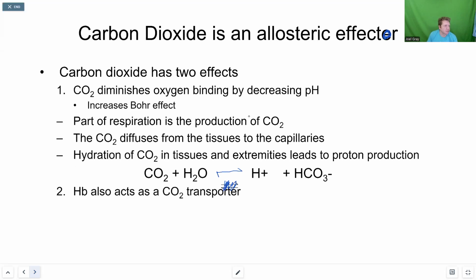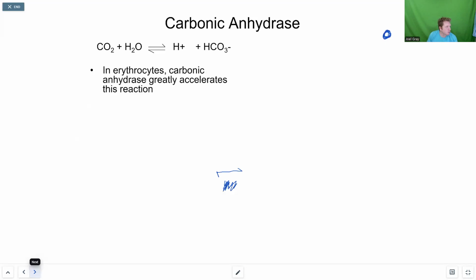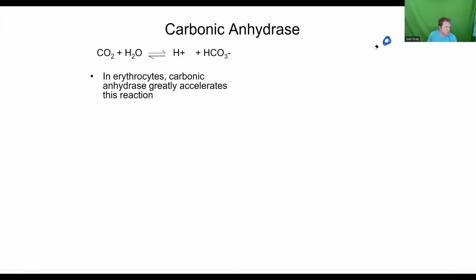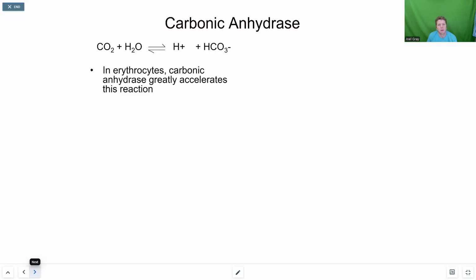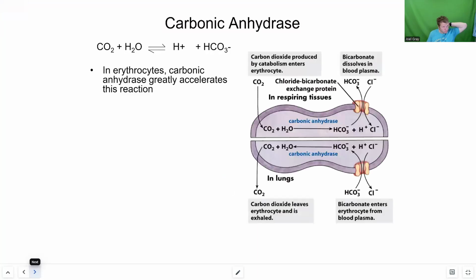Hemoglobin also acts as a CO2 transporter. The way that it acts as a CO2 transporter is going to be illustrated in just a second. We have an enzyme known as carbonic anhydrase. CO2 and H2O produce that HCO3. In erythrocytes, carbonic anhydrase greatly accelerates this reaction. This is something that can spontaneously occur, but this enzyme, carbonic anhydrase, speeds it up.